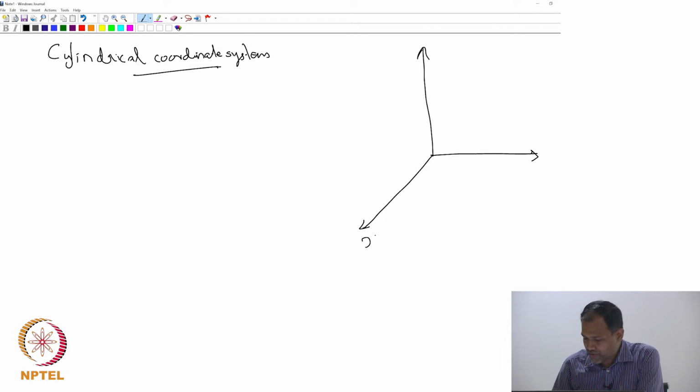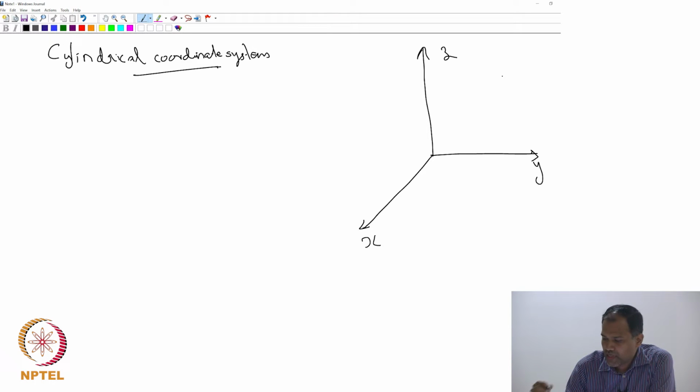So you have x, y, z, a right-handed coordinate system, and any point that you look at, you will describe using x, y, z. That's actually what we meant by Cartesian coordinates. Now in cylindrical coordinates, we want to replace it with r, theta, z.